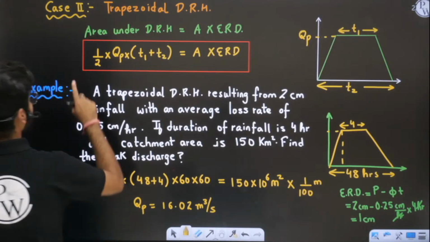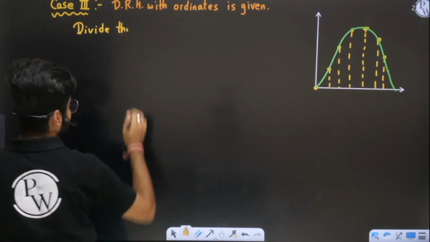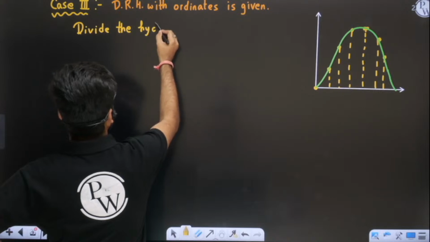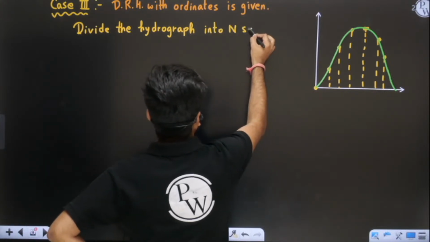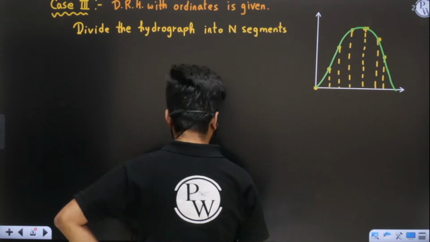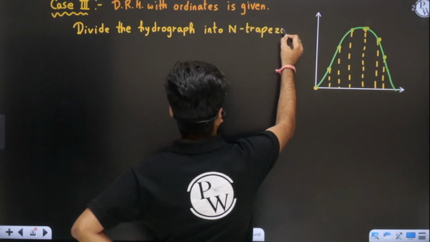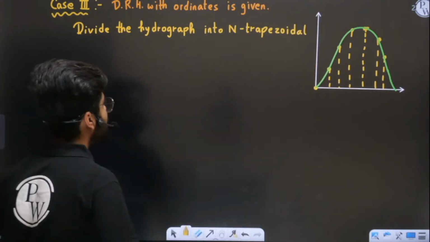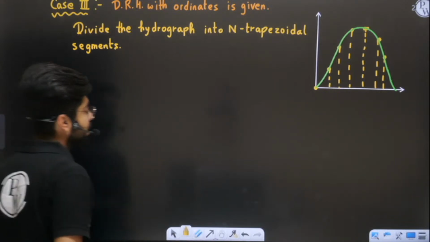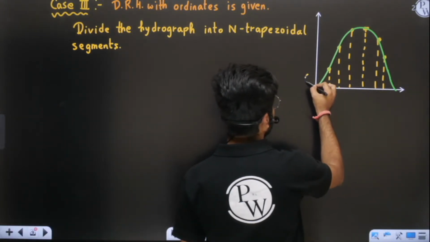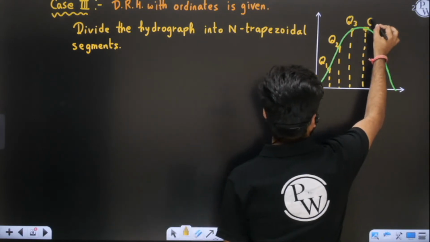Let me write the steps here. We have to divide the hydrograph into n trapezoidal segments. So we have to make out trapezoids. Let us say this value is q naught, which is 0 in this graph. Let us say this value is q1, this is q2, this is q3, this value is q4, and so on and so forth.